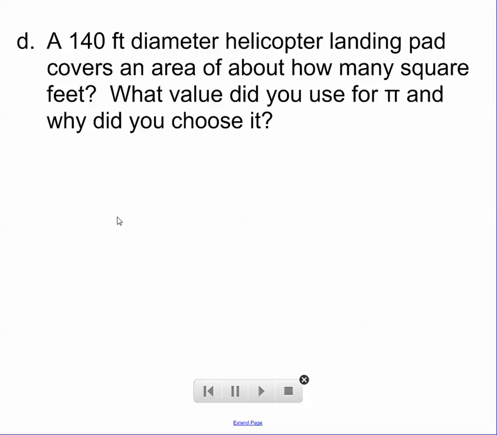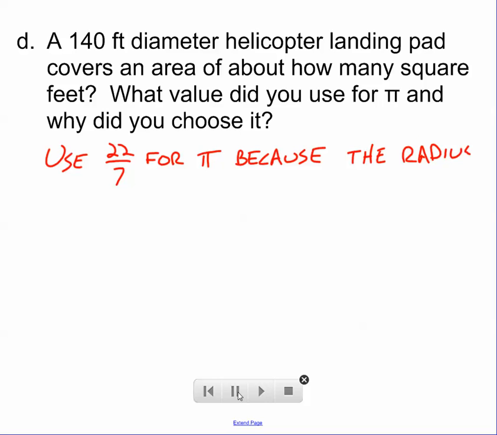Okay, next, a 140-foot diameter helicopter landing pad covers an area of about how many square feet? And we need to pick which value of pi we're going to use, and we're going to choose it wisely. Since they're asking us about how many square feet, we can choose an approximation of pi. We don't have to use the exact value for pi. We're going to use 22/7 for pi instead of 3.14. And that's because the radius, 140, is divisible by 7. 7 here in the 22/7.